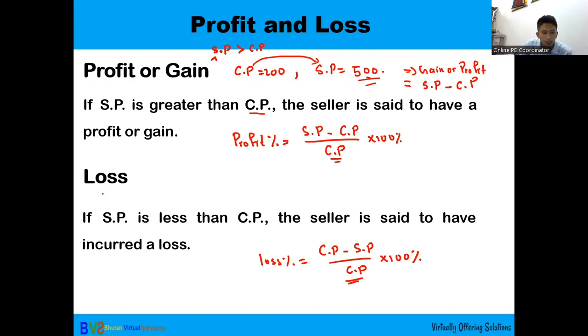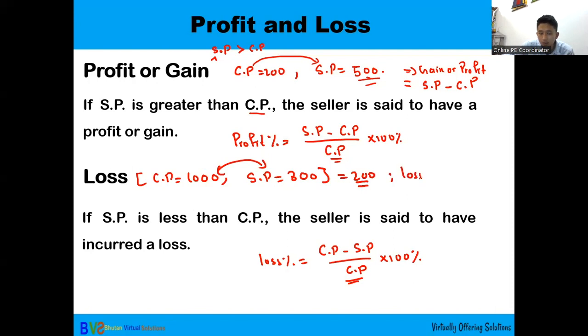Now the loss. What does it mean? For example, the cost price is 1,000. Now because of a discount, or the item being time limited, you will try to sell it at 800. Here you bought it for 1,000 and you are selling at 800, so you are having a loss. The loss is 200.